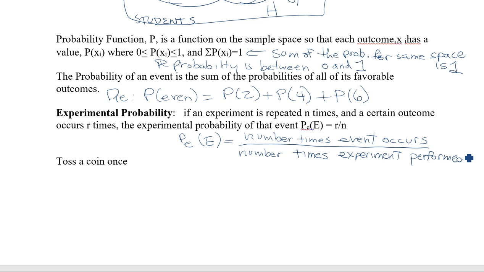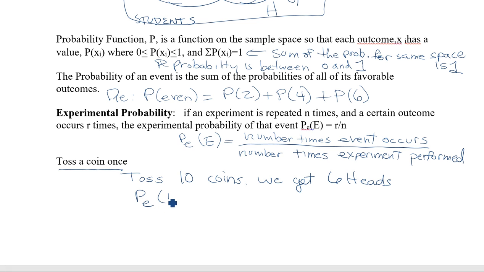And so, along with that idea, usually in class I hand out a penny to everybody, and I ask everybody to toss a coin once. So let's say instead we toss 10 coins. When I toss 10 coins, let's say we get 6 heads. Then we could say that the experimental probability of getting a head is 6 out of 10.